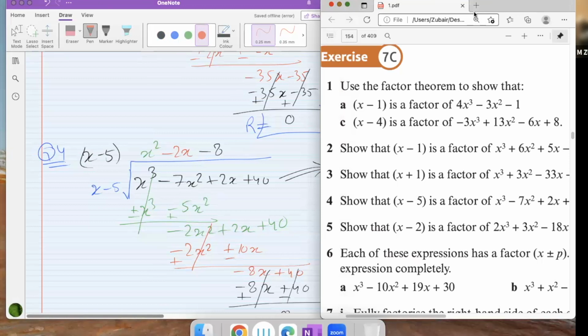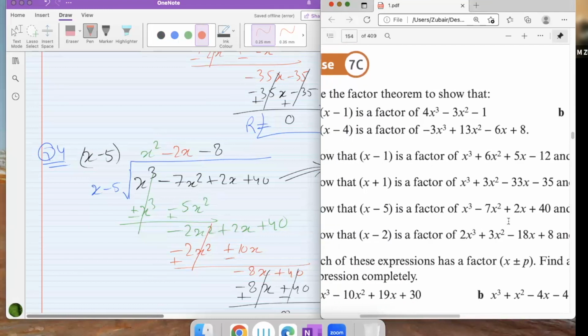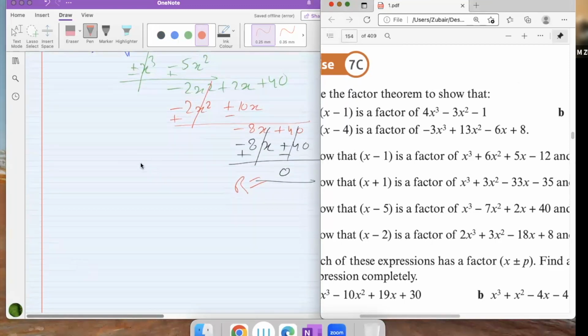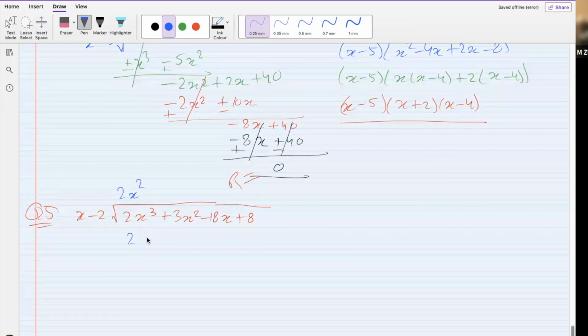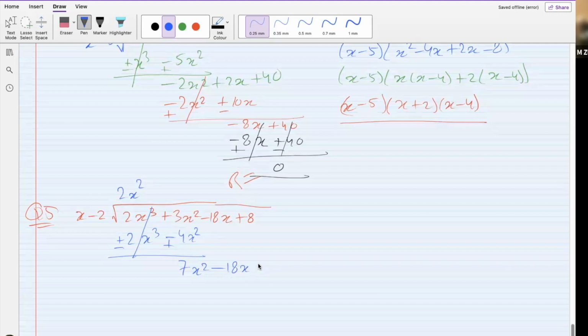Question number 5. x minus 2 is a factor of this and hence factorize completely. So question 5, x minus 2, and you have to divide the polynomial 2x cube plus 3x square minus 18x plus 8. So to get 2x cube, we multiply with 2x square. And we get 2x cube, and minus 2 into 2 is minus 4x square. Change the signs and add them. 7x square minus 18x plus 8.